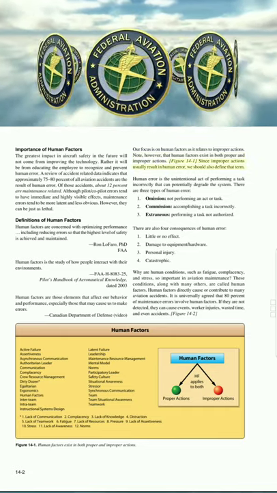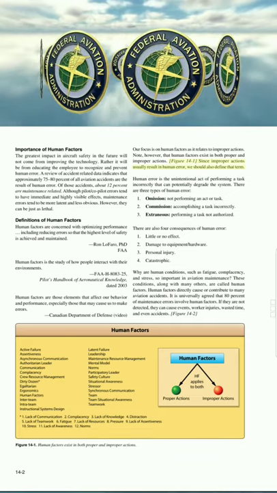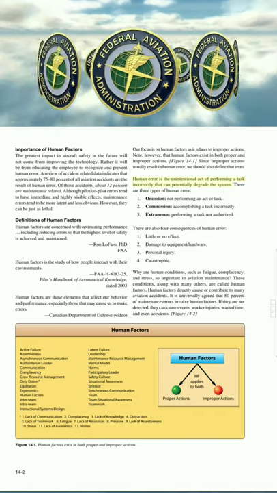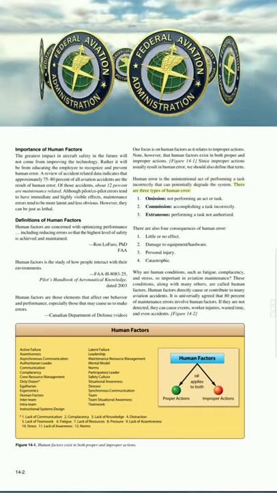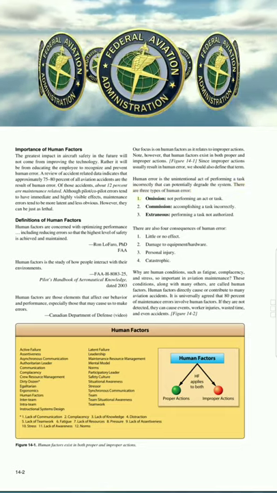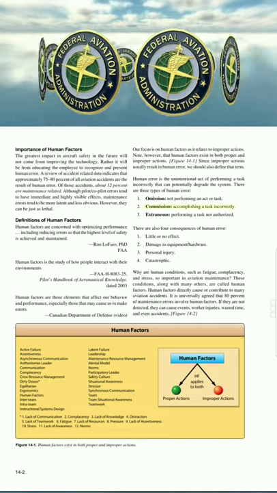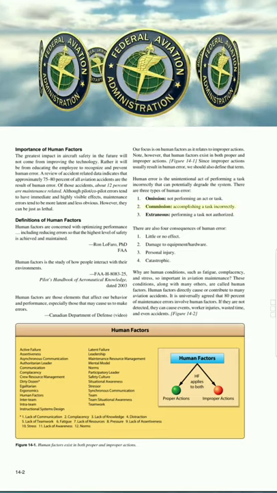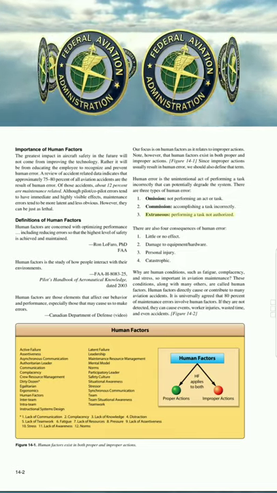Figure 14-1. Since improper actions usually result in human error, we should also define that term. Human error is the unintentional act of performing a task incorrectly that can potentially degrade the system. There are three types of human error. 1. Omission, not performing an act or task. 2. Commission, accomplishing a task incorrectly. 3. Extraneous, performing a task not authorized.